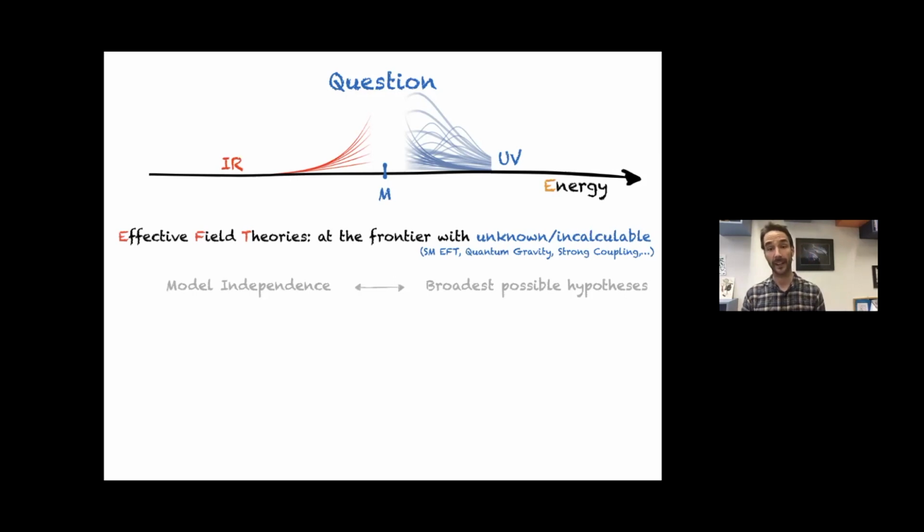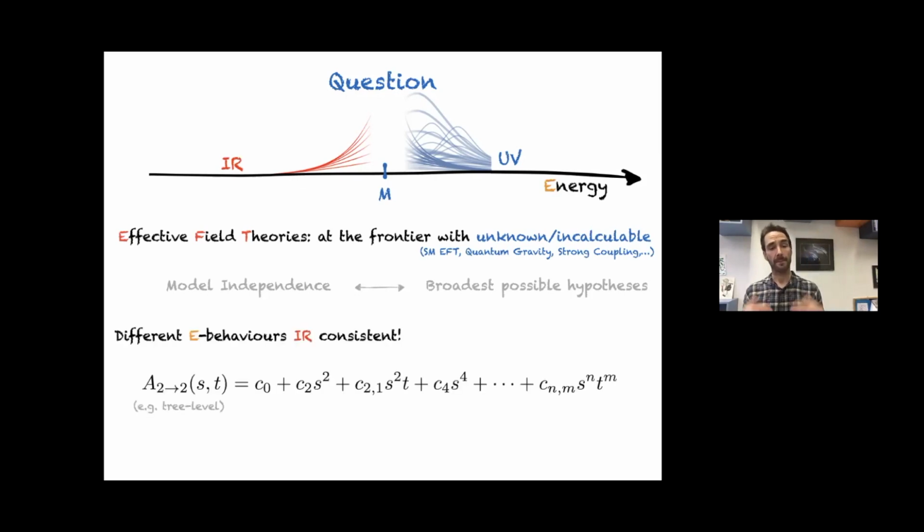One aspect that we all love about effective field theories is that in some sense they are model independent. But in order for this model independence to be really useful, this model independence basically means that we're capturing the broadest possible hypothesis in terms of the UV dynamics from which the effective field theory comes from. And in particular, consider the 2-to-2 scattering amplitude, which is basically what I'm going to talk about for the whole talk. For a single scalar at tree level, this is just a polynomial expansion in energy, which for the 2-to-2 scattering is just Mandelstam S and T.